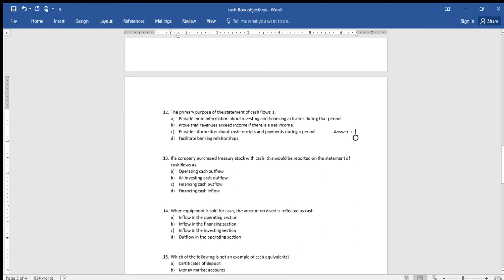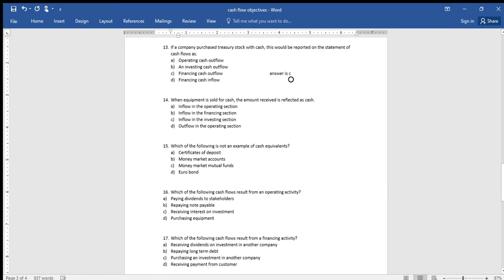But treasury stock is under financing activity, so it's an outflow in financing activity. Purchase treasury stock with cash, so here the answer is financing cash outflow. My answer is C. Feel free to give me your answer in the comment section.